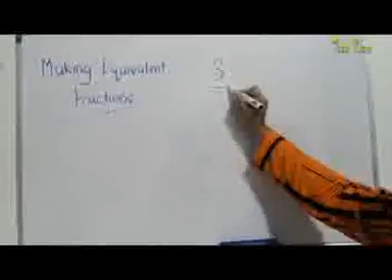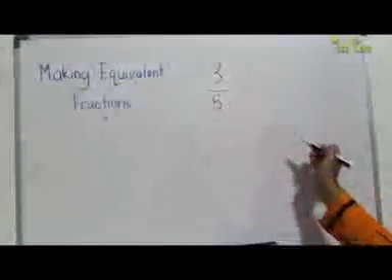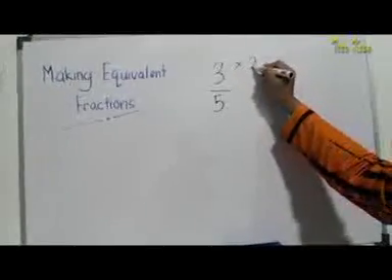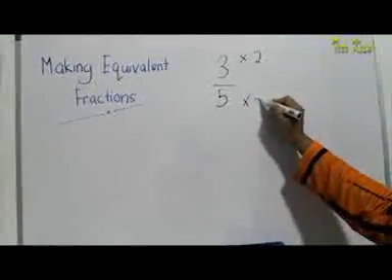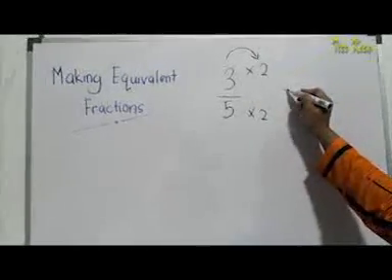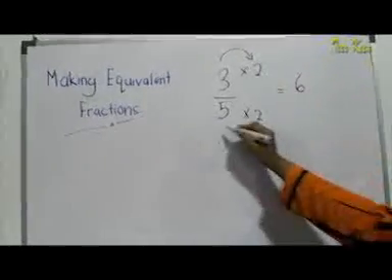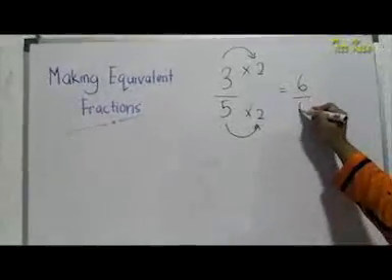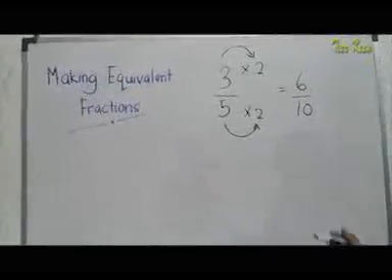Let's try 3 over 5, 3/5. What if I use 2? Whatever I do to the top, I've got to do to the bottom. Remember that. 3 times 2 is 6. 5 times 2 is 10. 6 is the new numerator. 10 is the new denominator.